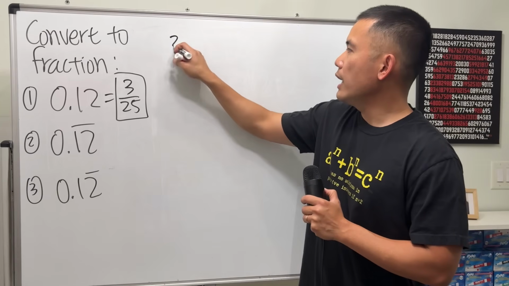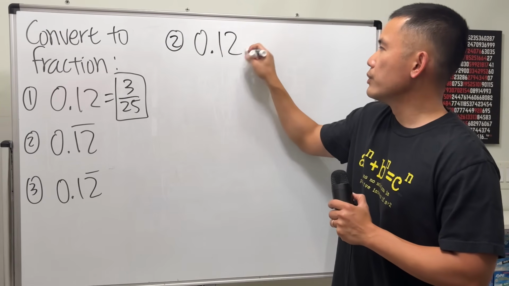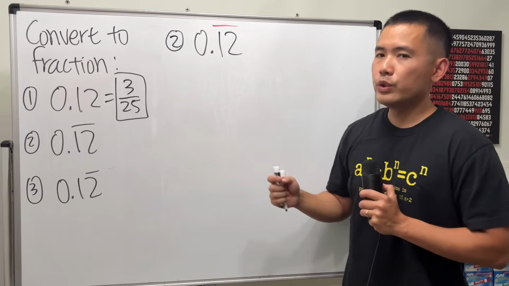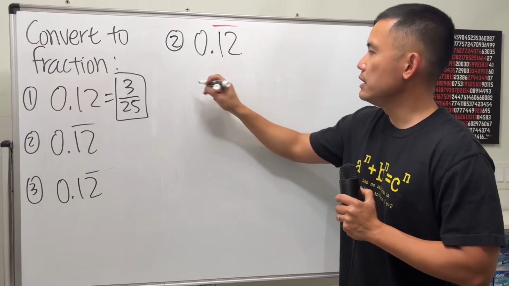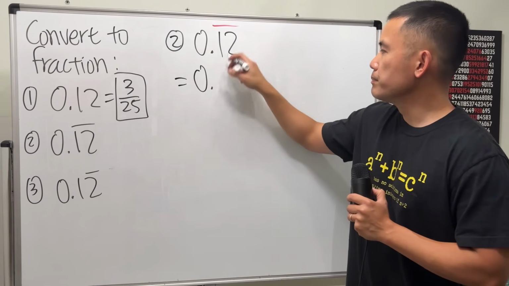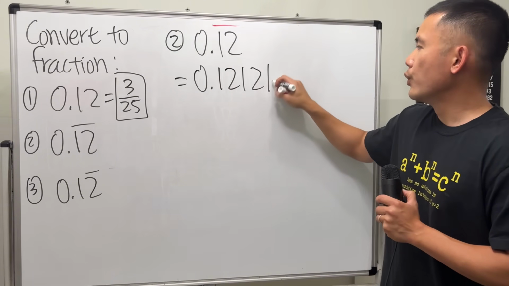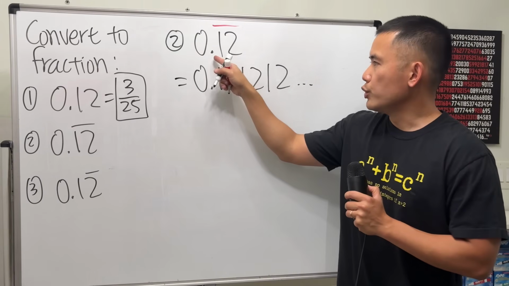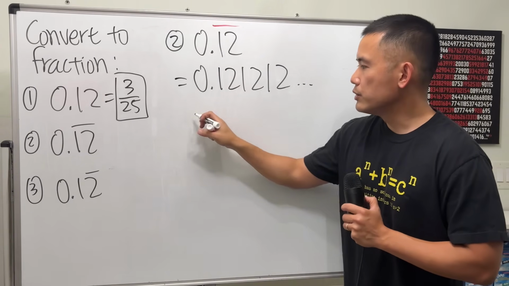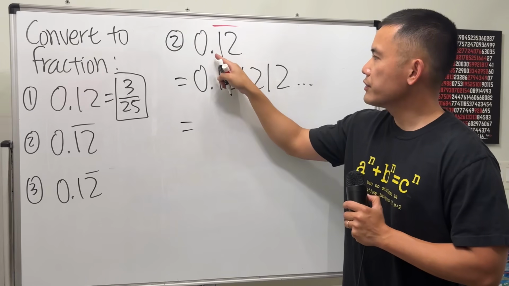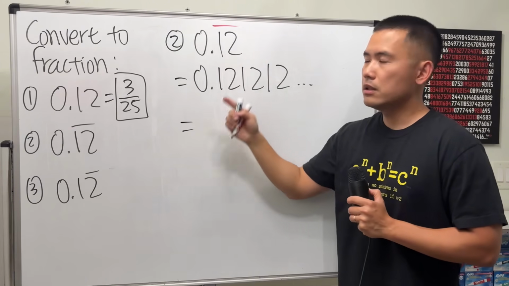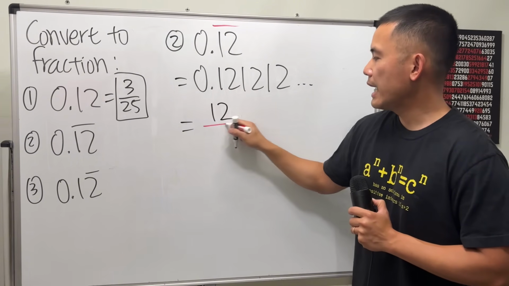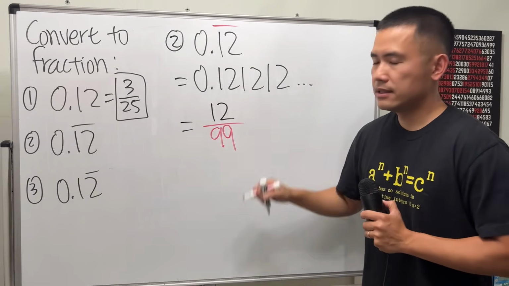Number 2, we have 0.12 with the bar on the top of the 1 and 2. This means we have a repeating decimal. This means we have 0.1212, and the 1, 2, 1, 2 will go on forever. The quick way to convert a repeating decimal to a fraction is to see how many digits after the decimal point are repeating. We have 2 of them, so just put them down and then divide it by 2 nines.